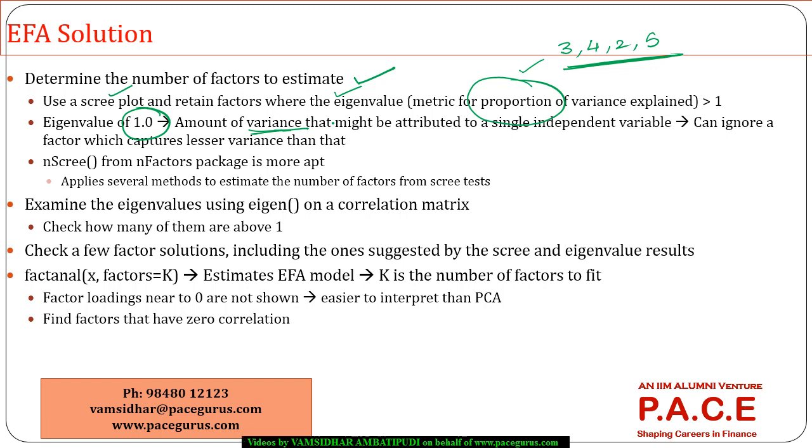So an eigenvalue of 1 means it is the amount of variance that is captured by one single independent variable. So I would always like the overall variance captured by my factor to be more than 1. So I'll set it to be greater than or equal to 1.